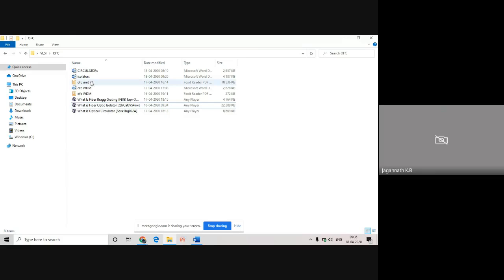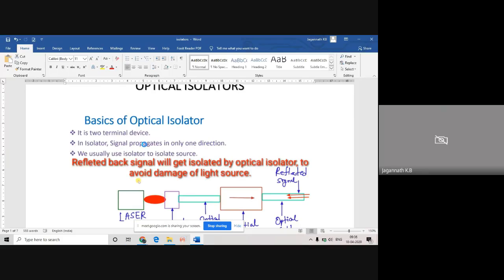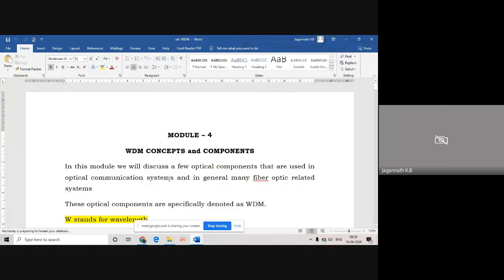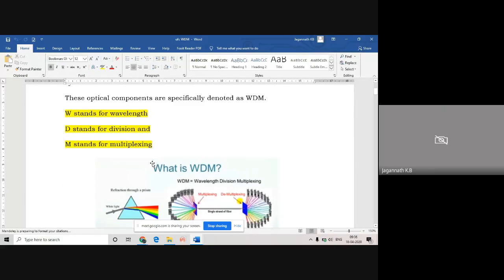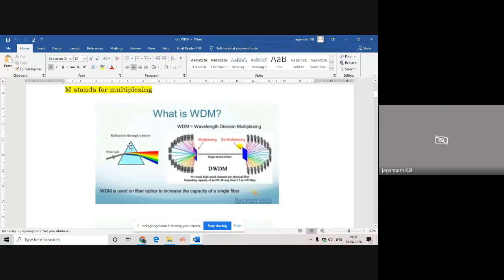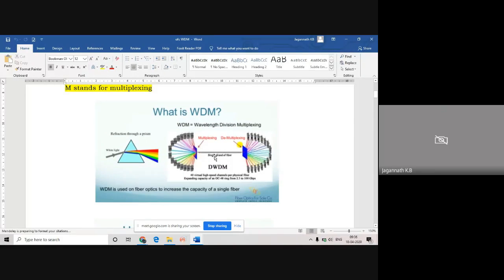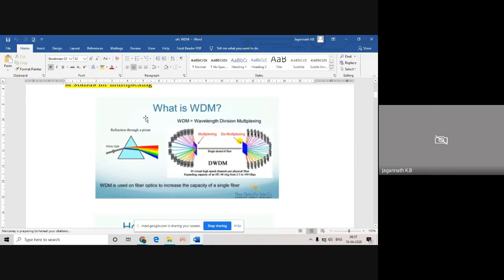Okay, last class we started with optical OFC, WDM, that is wavelength division multiplexing. So we have seen what WDM means, where in a single fiber we can send multiple wavelength lights. Different colored lights, different wavelength data, we can send through a single fiber. That's the meaning of WDM.